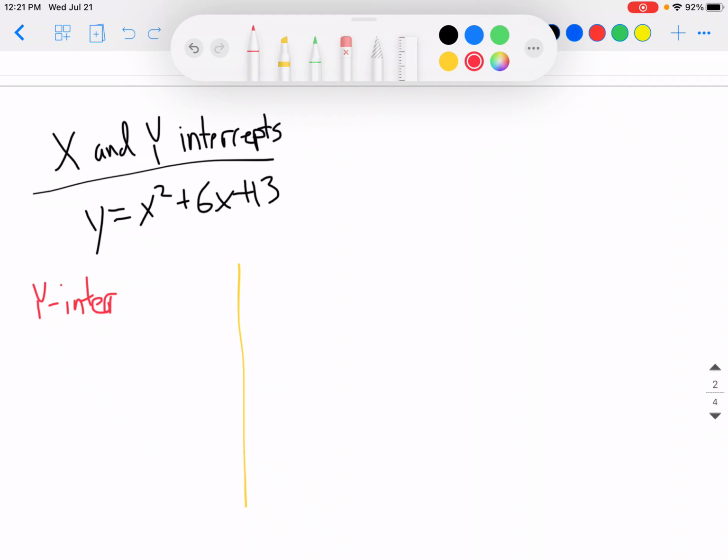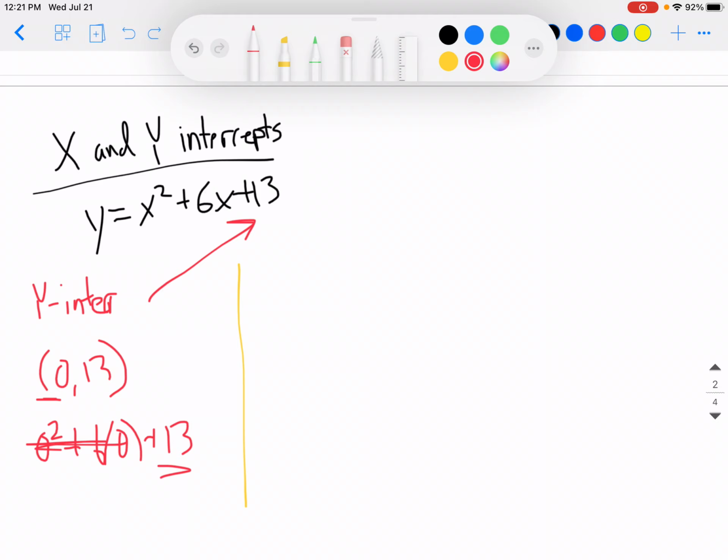For the y-intercept, we're just going to take this number right here, and that's it. So it is (0, 13). And the way that works is this is 0 for x, and if we put in 0 for the two x values, we're looking at 0 squared plus 6 times 0 plus 13. Well, 0 in multiplication just tends to cancel everything out, so we're left with just 13. So it's always useful to know that you can just look for the last number without the x, and that is your y-intercept.